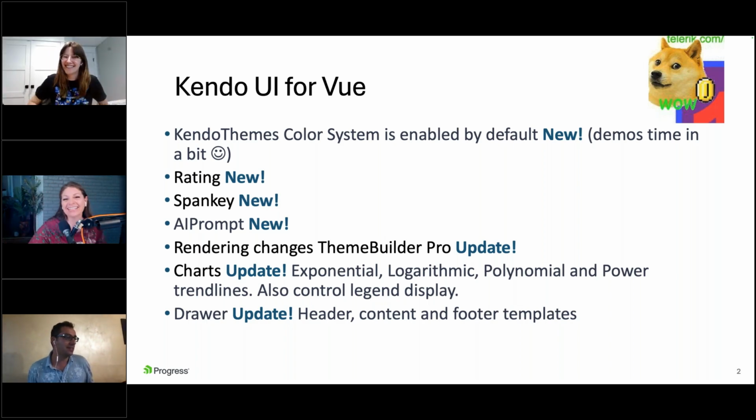I put it right here because I honestly think this is the most important thing from this release. It's a huge effort. I'll show you a bit more about it. It's from our front end team, so kudos for this huge upgrade for all the Kendo suites. So the next thing is the rating component, the Spunky chart, AIPrompt. You already showed a lot of cool things about it. I'll be really quick not to make the people bored. Then we have rendering changes, chart updates, as well as drawer component updates.